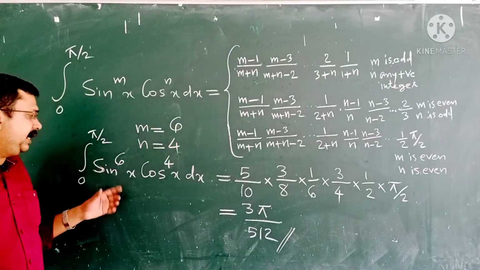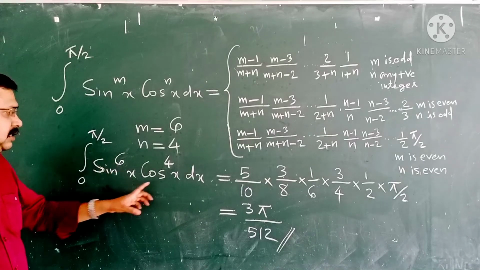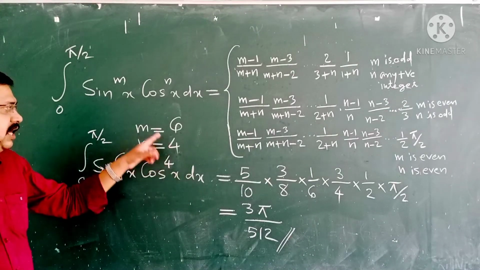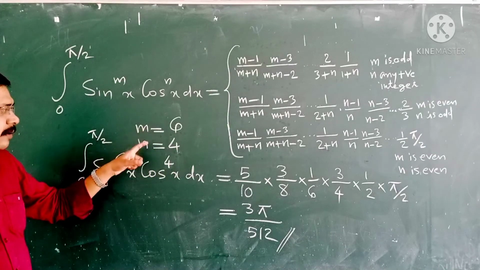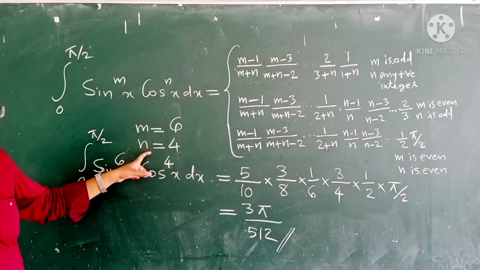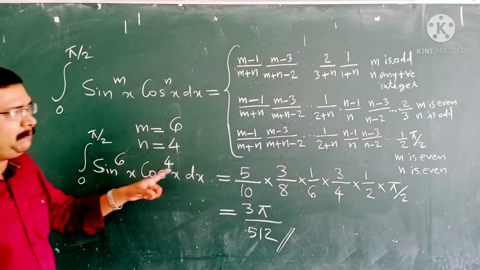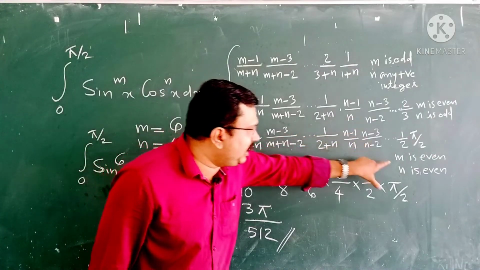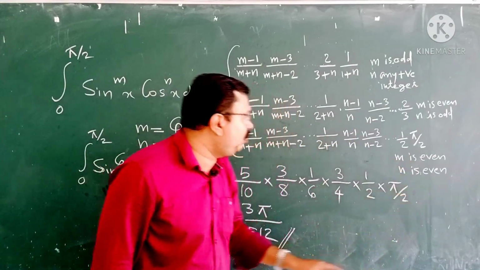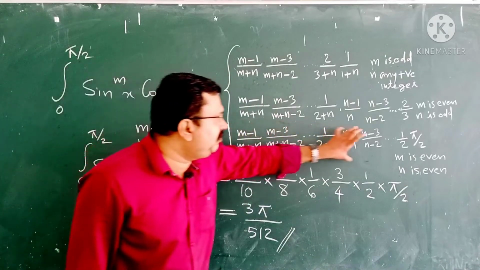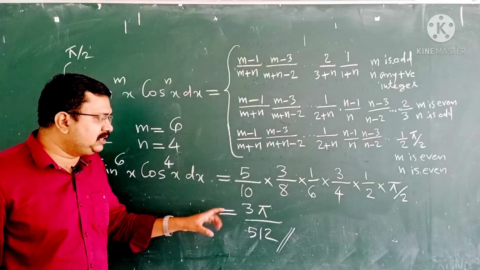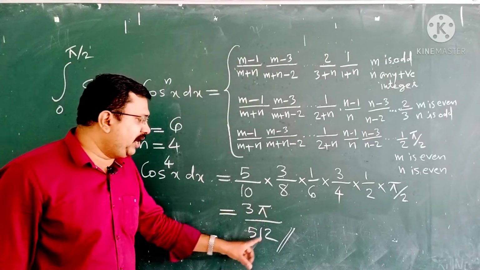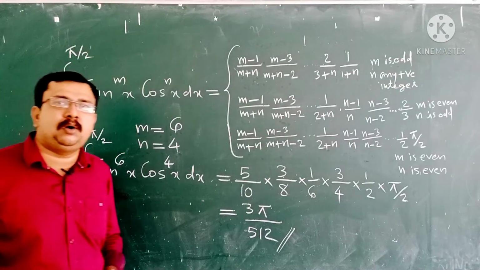Remember that here it is sin raised to 6x cos raised to 4x dx. Here m is 6, n is 4. That means m is an even number, n is also an even number. Therefore we may apply the third case. The third case is m is even, n is even. We are using this equation. Therefore, our final answer is 3 pi by 512. Please write down in your notebook.